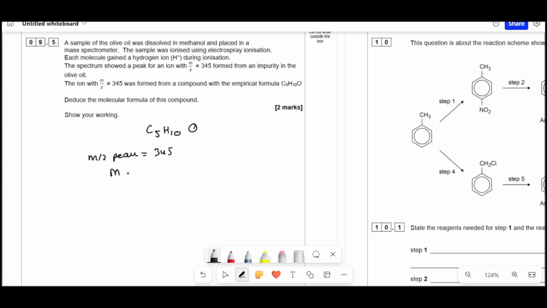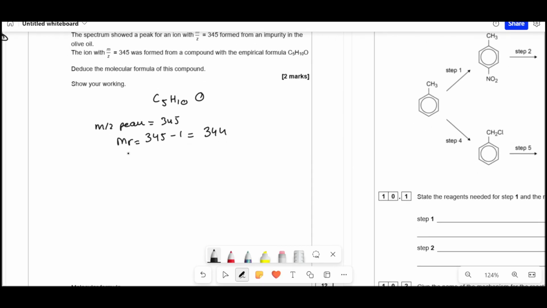So its actual Mr is going to be, well, you've got to take the H+ off, so it's going to be 345 minus the mass of H+, which is just 1. So its actual Mr is 344. Now, to actually figure out what its formula is, you just work out the Mr of the C5H10O, because that's its empirical formula. That's going to be 12 lots of 5 plus 10 plus 16, which is 86.